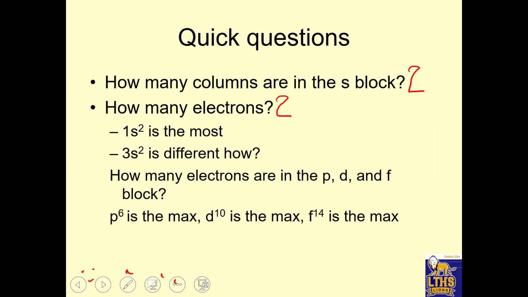1s2, 2 is the most it can hold, right? If I say 3s2, how's that different? It is on the third row. How many electrons are in the P, D, and F blocks? If I count the columns, P has 6 columns, D has 10, and F has 14. P6 is the max, D10 is the max, F14 is the max.